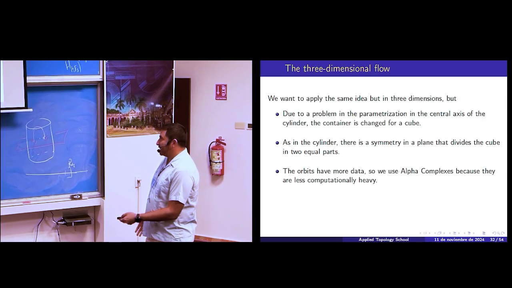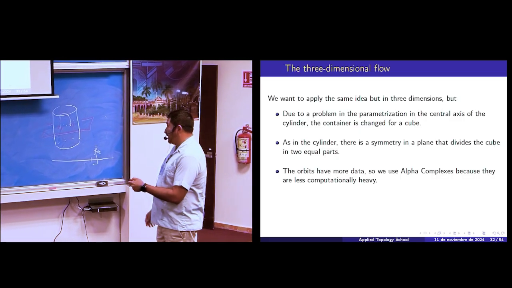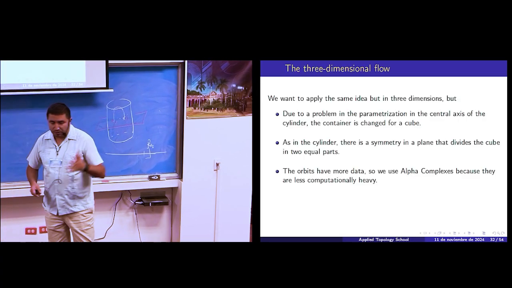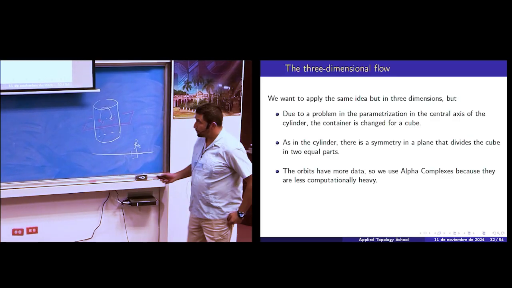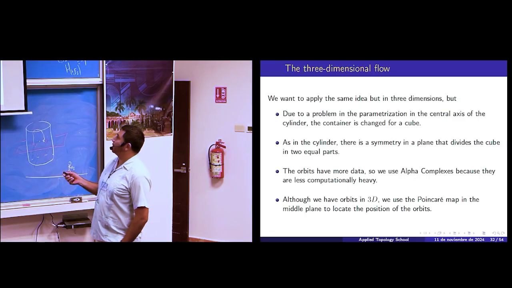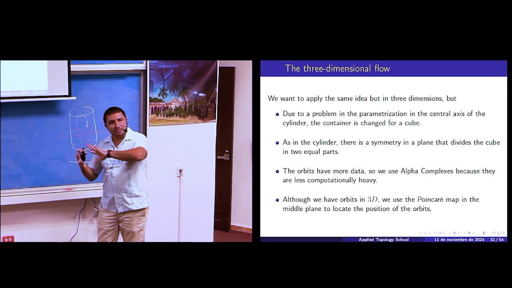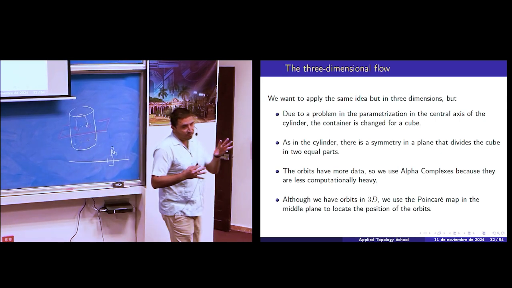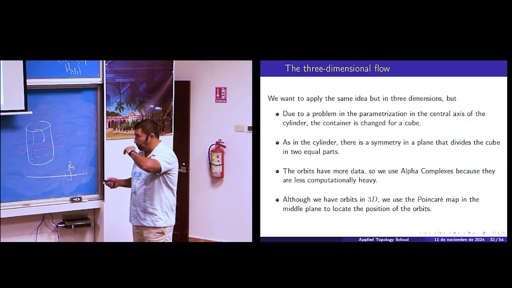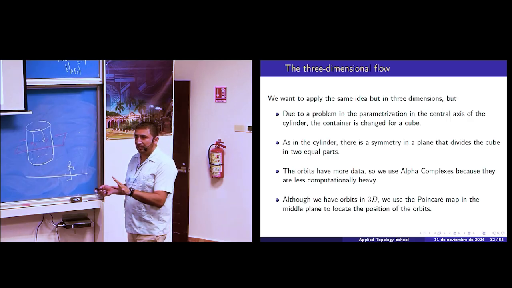The orbits have more data, because we changed to three dimensions. Then we start to use the alpha complexes now. I didn't mention it, but in the two-dimensional case, we used the Vietoris-Rips complex, and for the orbits we used the Poincaré map. We use the Poincaré map only to explain, because it's difficult to understand the three-dimensional orbits, but only to express where we take the initial conditions or something. I'm going to use the Poincaré map, not only as a tool.